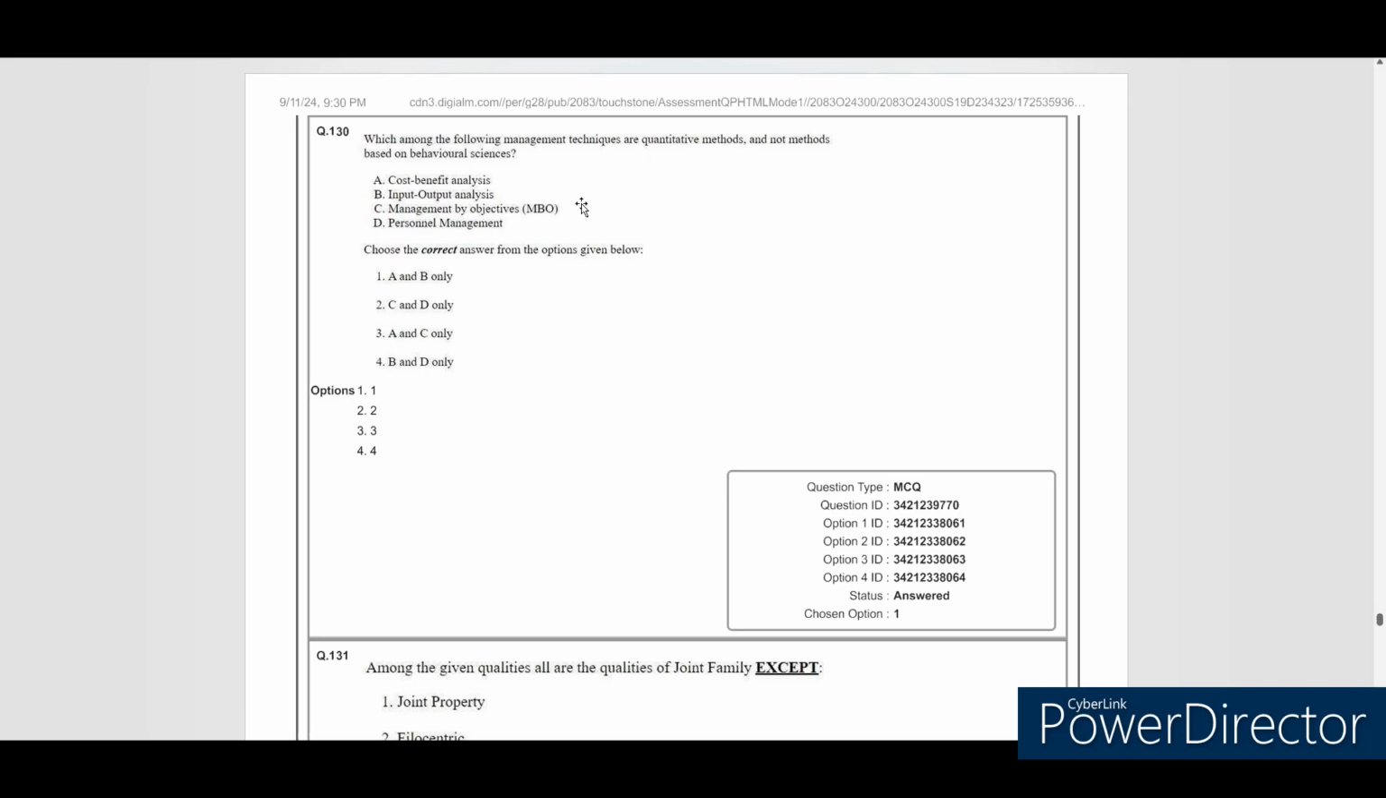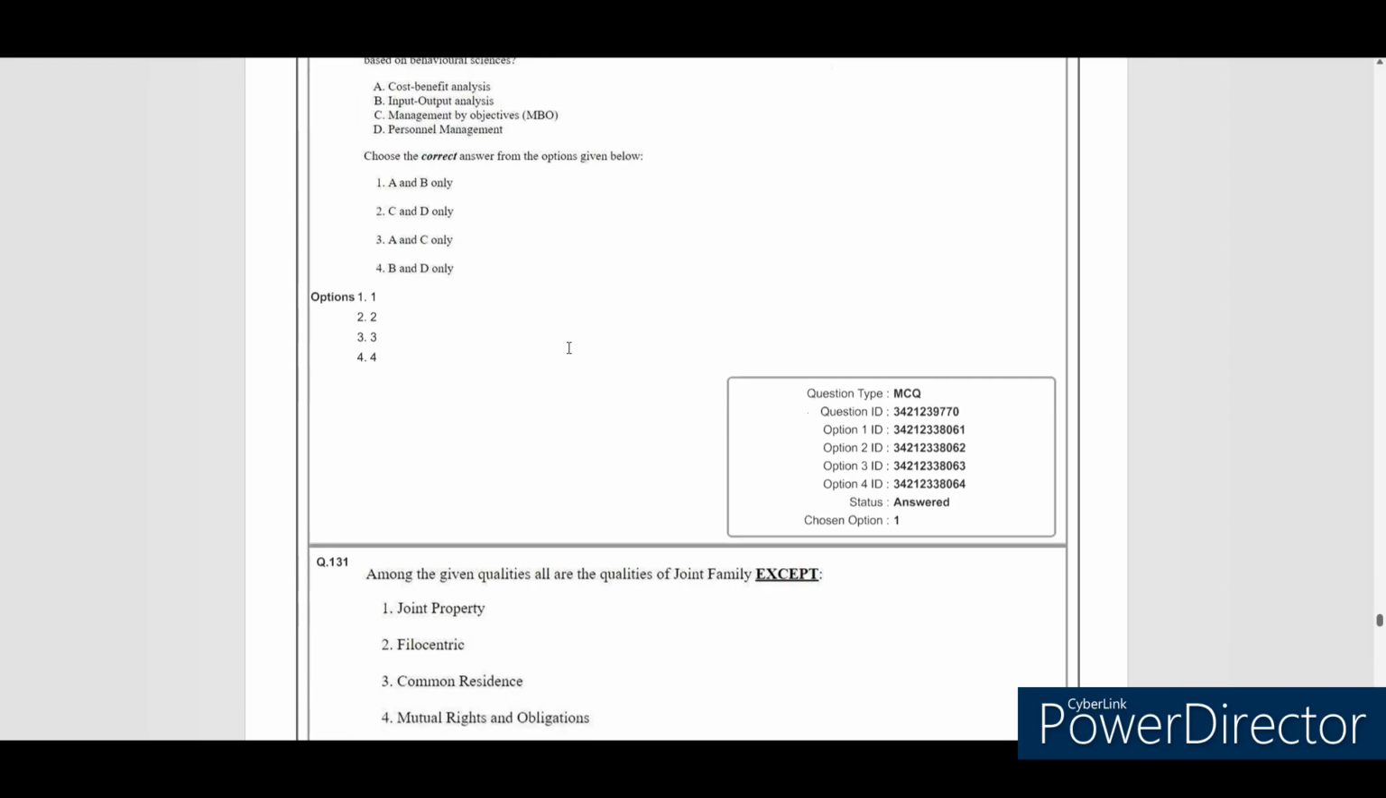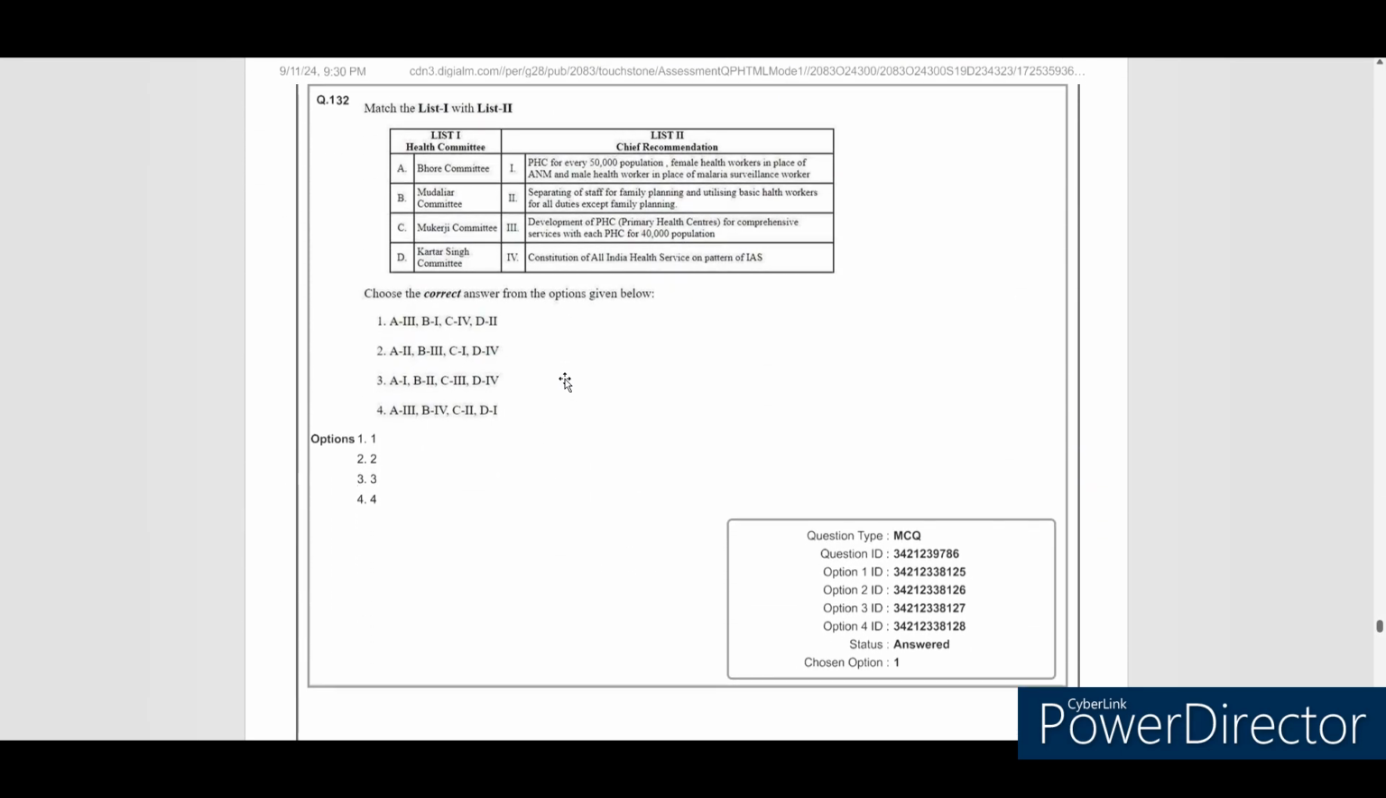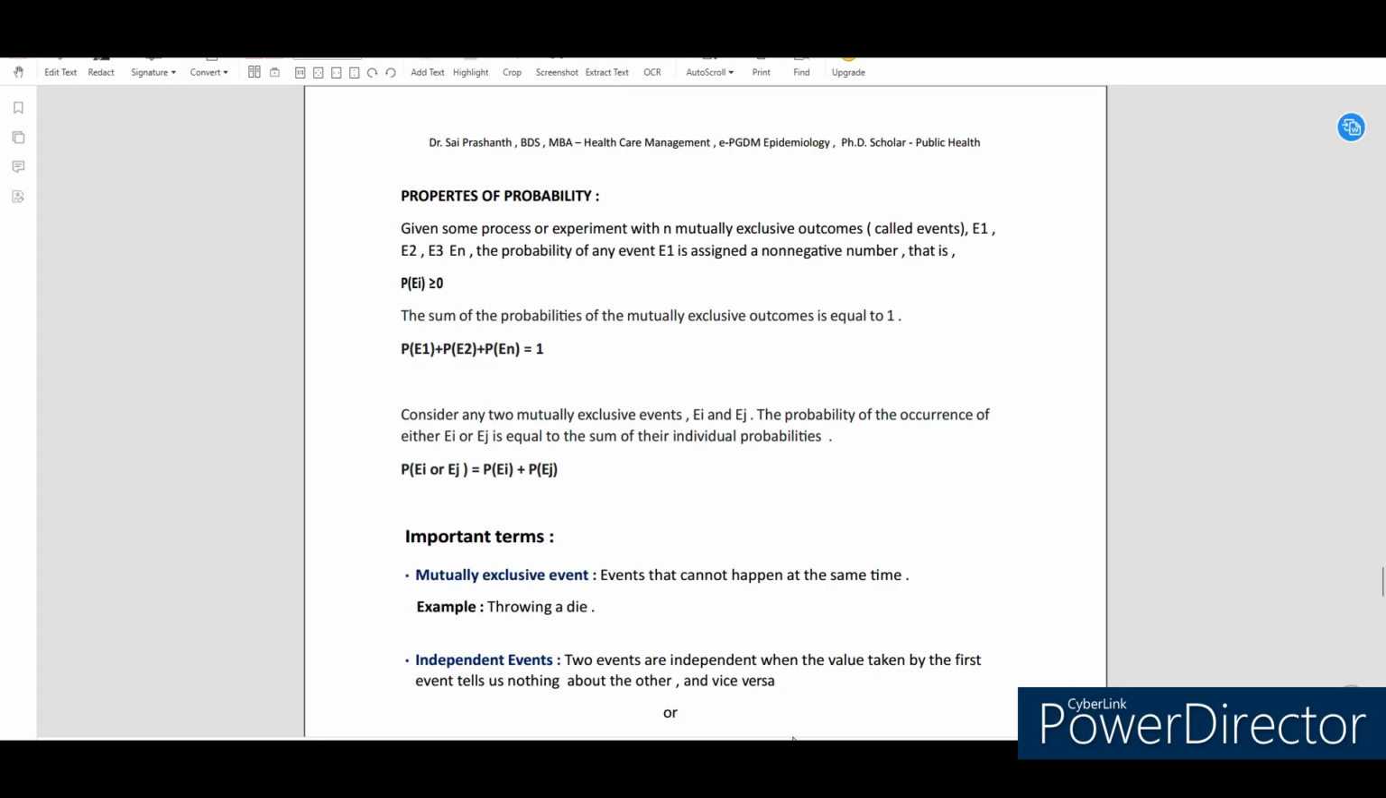So the answer should be option A and option B. Question number 131, I will skip for the time being. Question number 132, which is also a direct question, I have covered in my videos also. So I will show it in my material once.